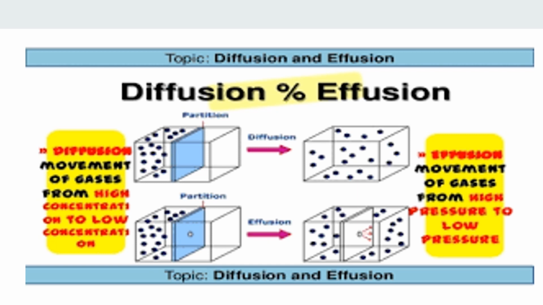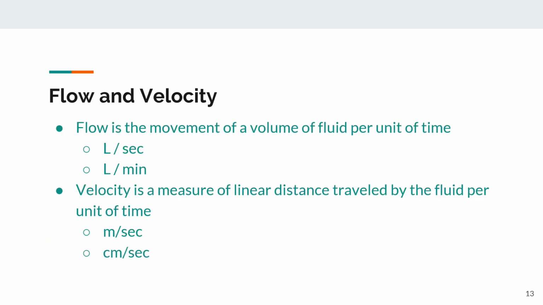All right, moving on to a couple other terms: flow and velocity. Flow you'll hear a lot of. That's part of how we look at how a gas is delivered based on the flow rate. It's something we can manipulate on our ventilators. Flow is the movement of volume of fluid per unit of time, and it's in liters per second or liters per minute, depending on what you're working with. Velocity is a measure of linear distance traveled by the fluid per unit of time, and that's in meters per second or centimeters per second.